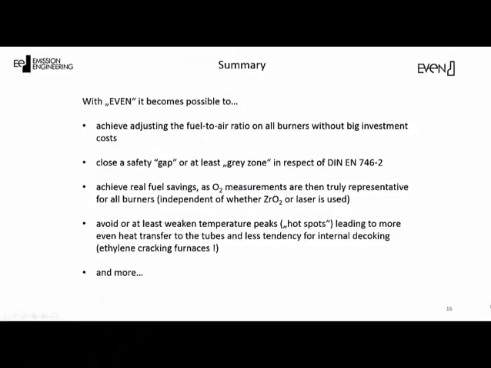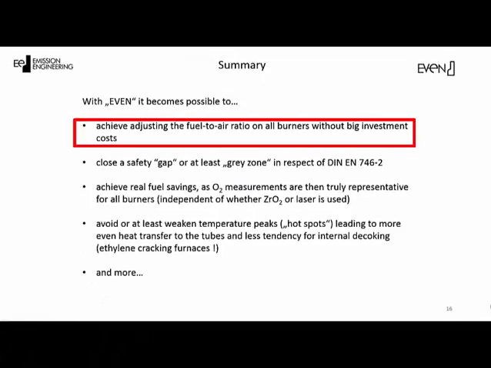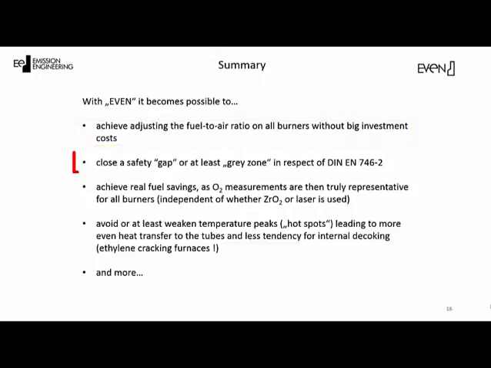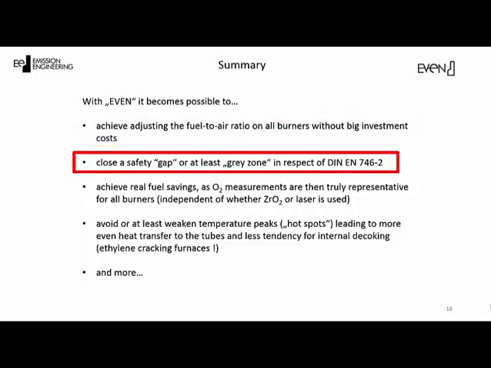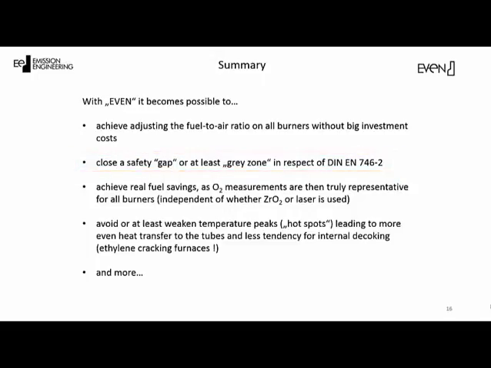With the Even Optimizing tool, it is possible to adjust fuel-to-air ratios in every burner with little effort. The claim of norm DIN EN 746-2 for fuel-to-air ratios within certain thresholds can be achieved with Even, the application of which leads to better combustion conditions, translating into safer operation.